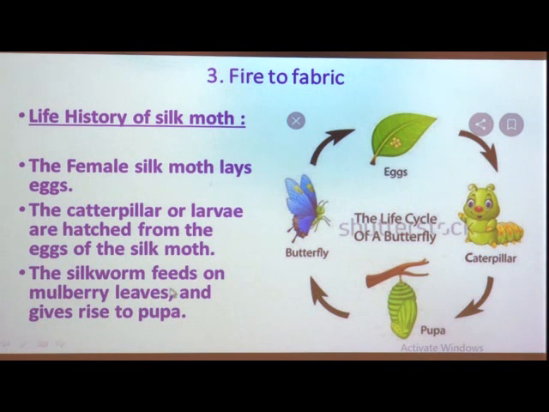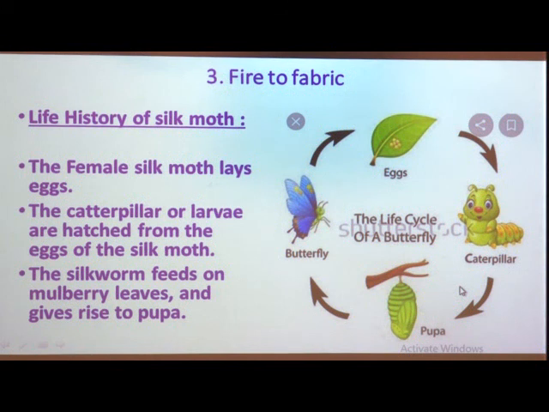Then the silkworm feeds on mulberry leaves and gives rise to pupa. So from hatching out of these eggs, here you can see the caterpillar stage of the life cycle of the silk moth, and after this second stage these caterpillars are going to grow into pupa. But before that they need to feed on mulberry leaves. So these caterpillars are going to feed on the mulberry leaves.